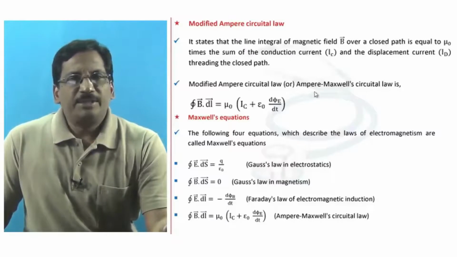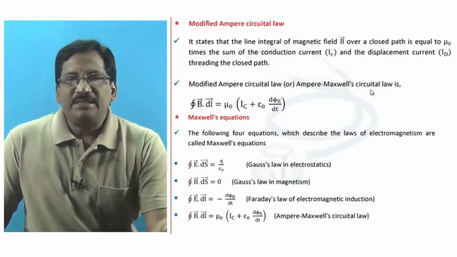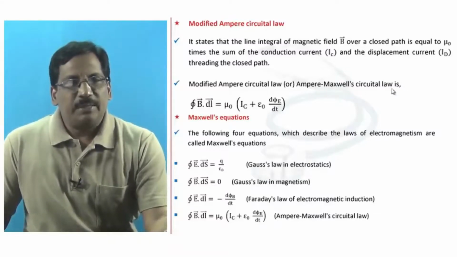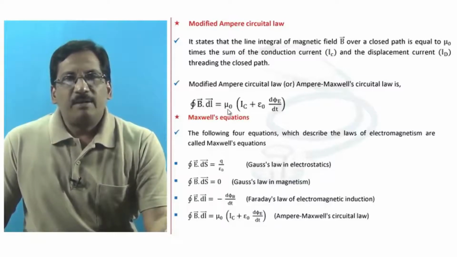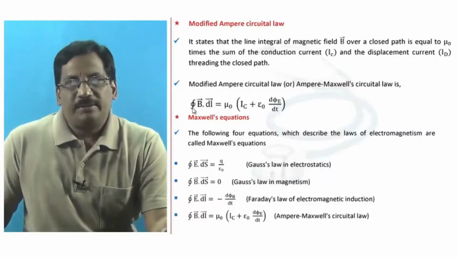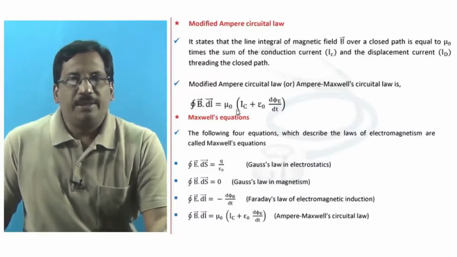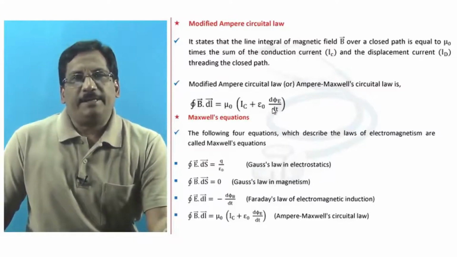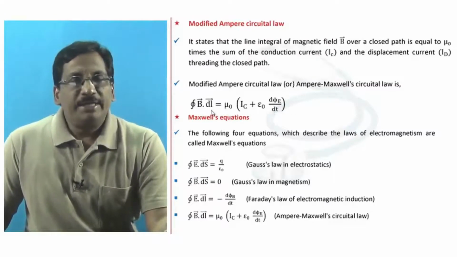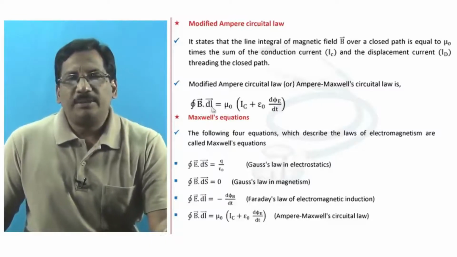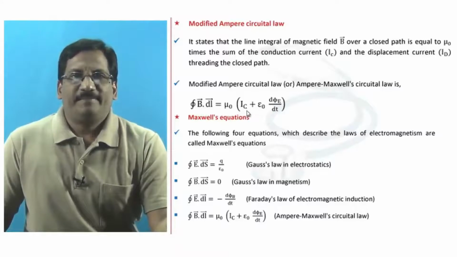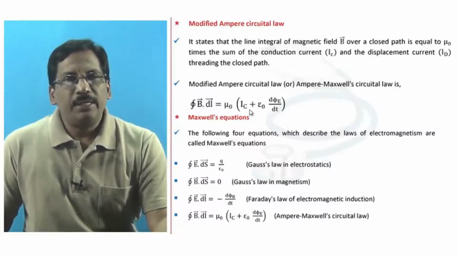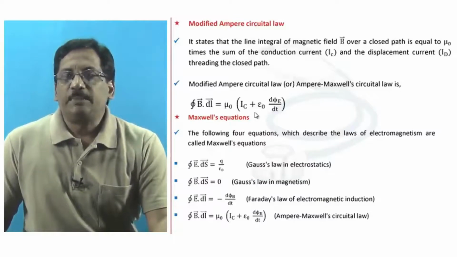So the modified Ampere circuital law is also simply called Ampere Maxwell's circuital law. Ampere Maxwell circuital law is the integral of B bar dot dl bar over a closed path is equal to mu naught times the sum of the conduction current and displacement current. Previously we had the integral of B bar dot dl bar over a closed path equal to mu naught times I. But now in our circuits it is introduced not only conduction current but also displacement current.